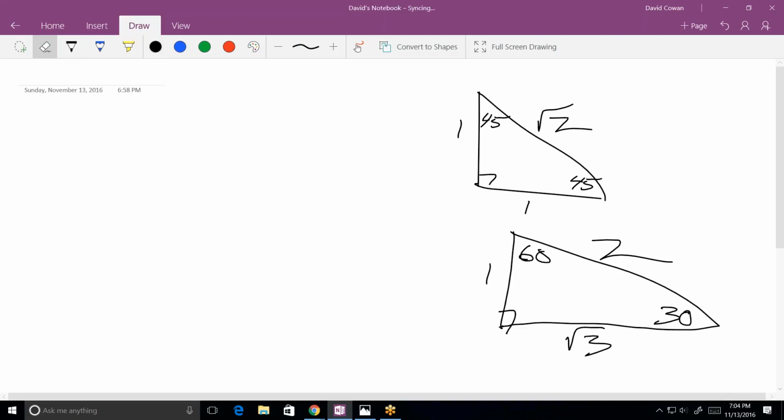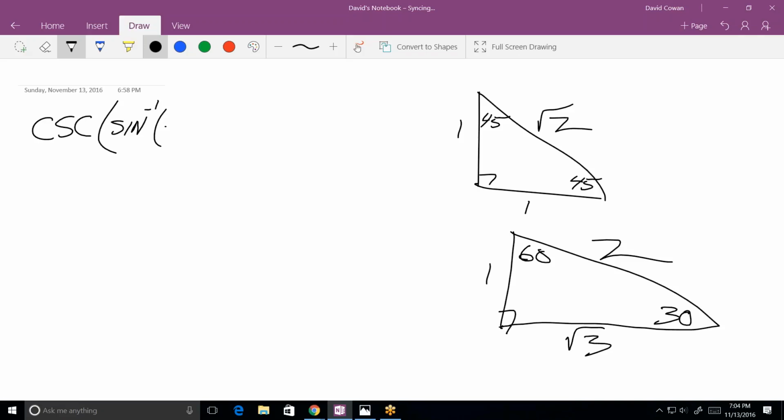Okay. This one's pretty long. It's cosecant of the inverse sine of negative 3/5, plus the inverse secant of negative 4. Do I need an end parenthesis, or is it like that? No, it's still just like that.